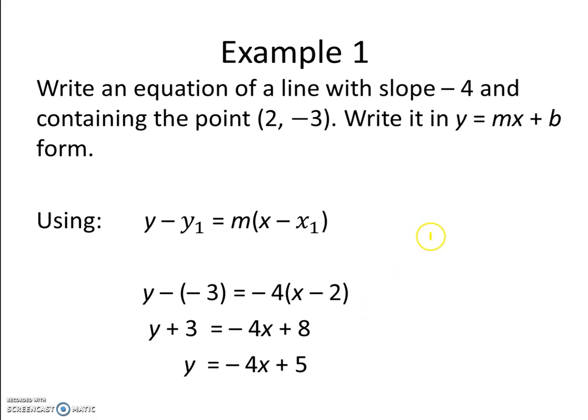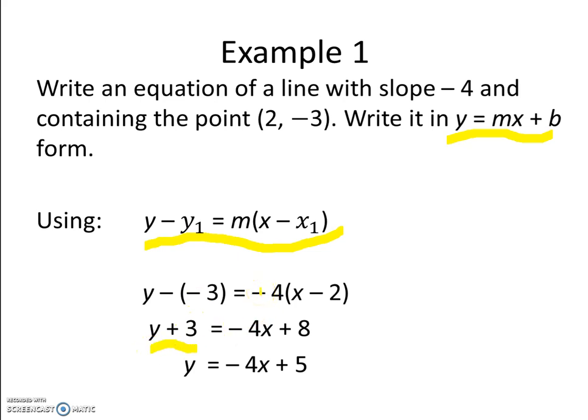In example 1, we're asked to write the equation of a line with slope -4 and containing the point (2, -3). Additionally, they want us to put it in y equals mx plus b form. Using our formula, the point-slope form, we plug in what we know. We know y minus a -3 is y plus 3.